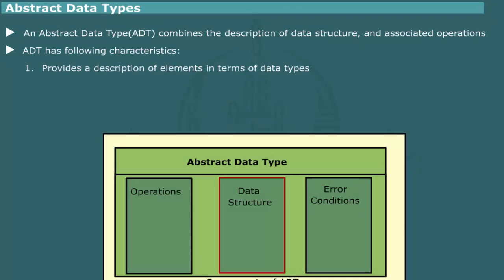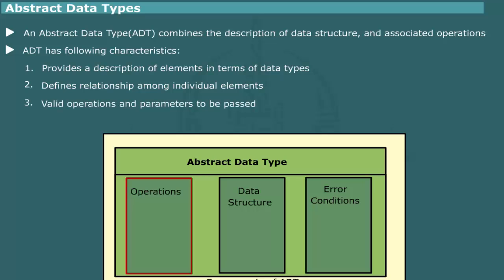Number 1. It provides a description in terms of data types of all data elements that make up a collection. Number 2. It defines the relationship that exists between individual elements. Number 3. It groups together all the valid operations that can be performed on the data elements and parameters that can be passed. Number 4. It specifies error conditions, if any, that may be associated with the operations.